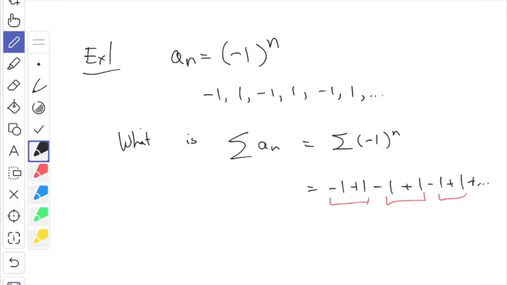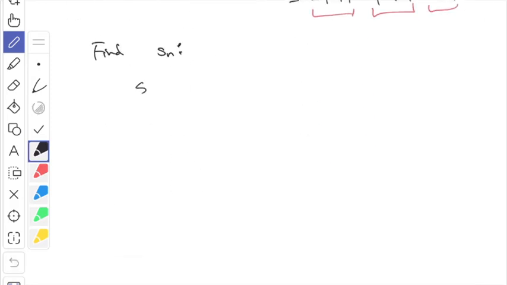Some weird things can happen with series that are a little counterintuitive sometimes. But anyway, don't take my word for it. How are we going to do this? We do the same thing that we did in the previous problem, which is, first of all, try to find a formula for Sn, and then take the limit of that formula. So let's find Sn. Remember, S1 is just A1, which is negative 1 in this example. S2 would be A1 plus A2. In this example, that would be minus 1 plus positive 1, which is 0.